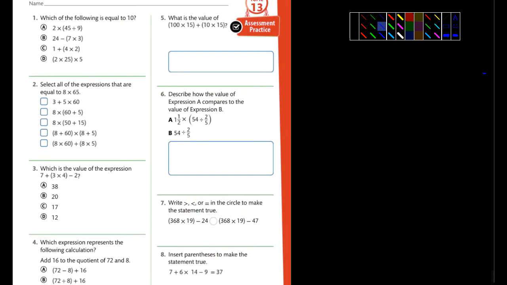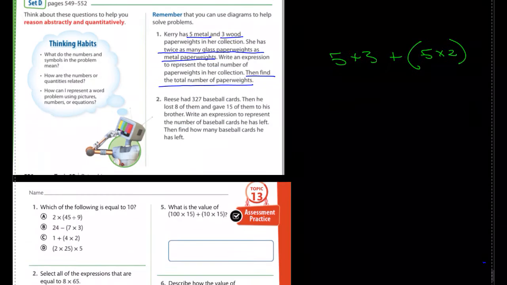So now we're on page, what page is this? 557, the assessment practice. Which of the following is equal to 10? You guys can do those. Number 2, select all the expressions that are equal to 8 times 65. You can do those. Which is the value of the expression? I'm looking at number 3 here, 7 plus, and then in parentheses 3 times 4 minus 2. Yeah, you guys can do all these. These look pretty easy and straightforward.